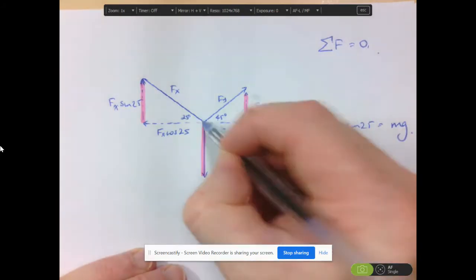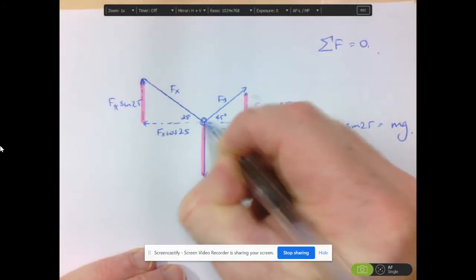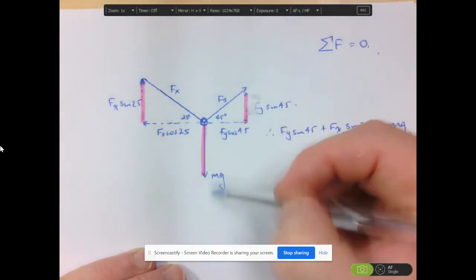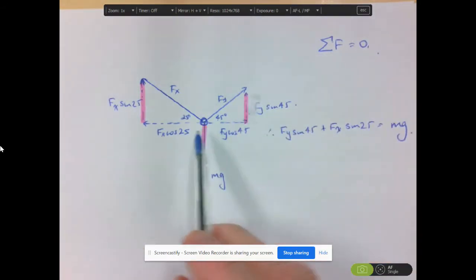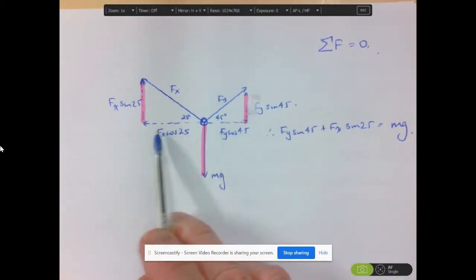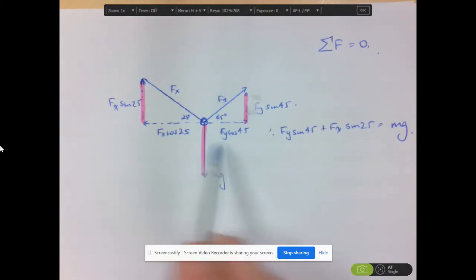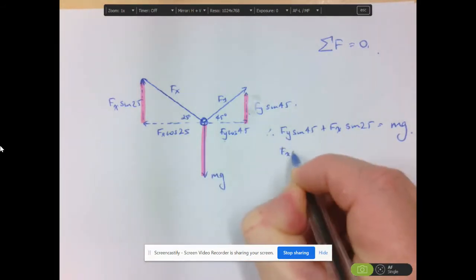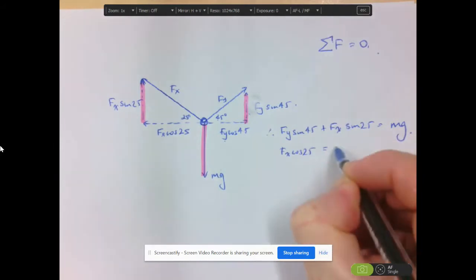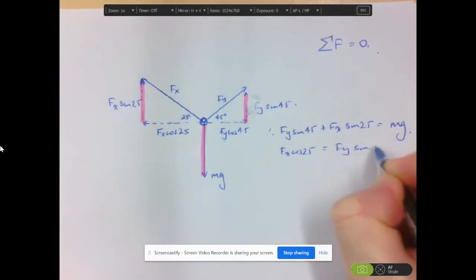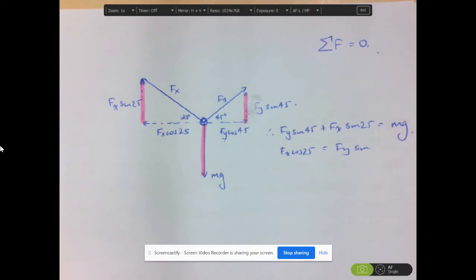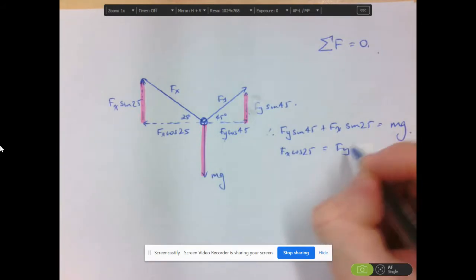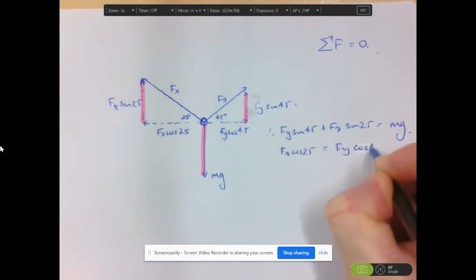So that means that this bob here, this is the 15 kilogram mass, it's not rising and it's not falling. It's neither going sideways. It's not moving this direction nor that direction. So these 2 forces must also be in balance. So Fx cos 25 must equal Fy cos, I should just work that out. Okay. So Fx cos 25 must equal Fy cos 45.